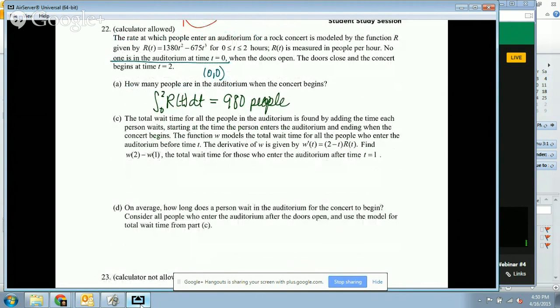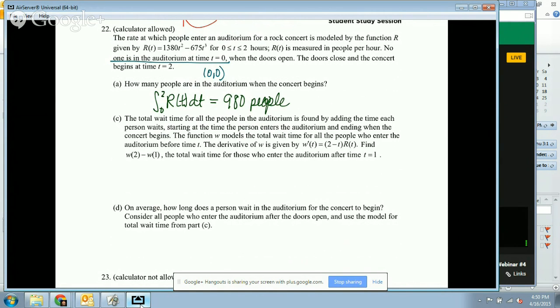Total wait time for all the people in the auditorium is found by adding each time the person waits, starting at the time the person enters and ending with when the concert begins. The function models the total wait time for all people who enter the auditorium before time t. The derivative of w is given by w prime of t is equal to 2 minus t times r of t. So they want you to find w of 2 minus w of 1, those who enter the auditorium after time t equals 1.